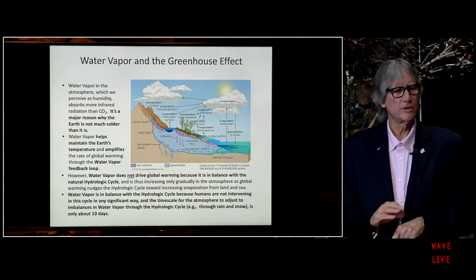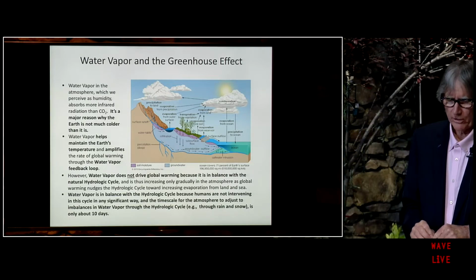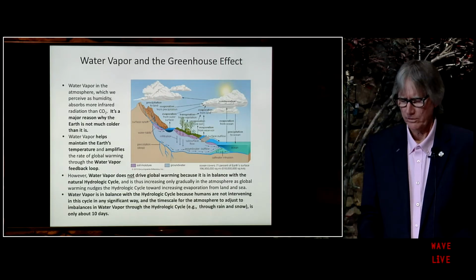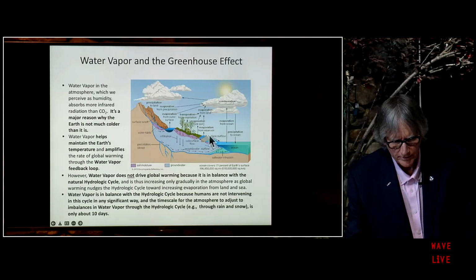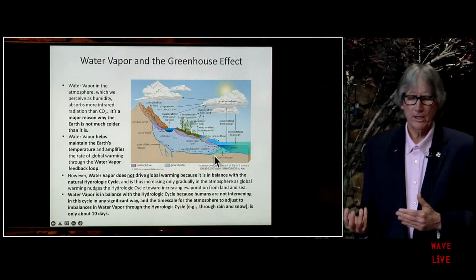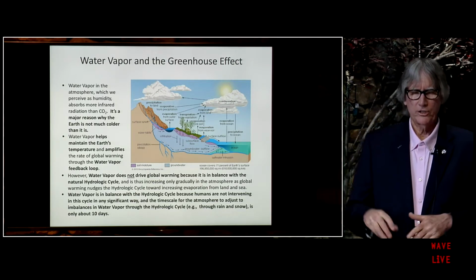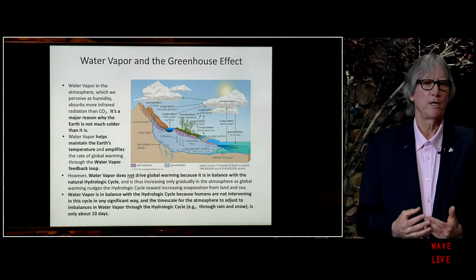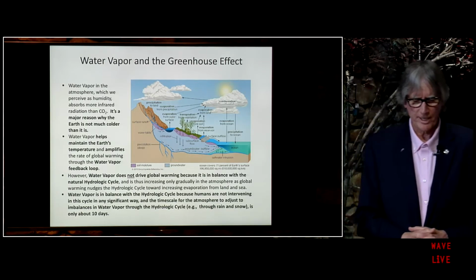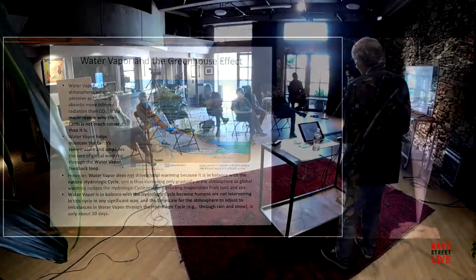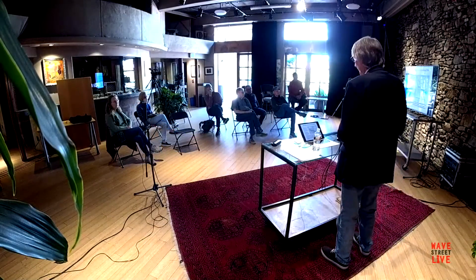However, water vapor does not drive global warming because it is in balance with the natural hydrologic cycle, and this is a depiction of the natural hydrologic cycle here. Water vapor is in balance with the natural hydrologic cycle for two reasons. First, humans are not intervening in this cycle in a significant way. We aren't putting huge amounts of water vapor into the atmosphere the way we're doing it with the other greenhouse gases. But also, the time scale for the atmosphere to adjust to imbalances in water vapor is very short. If we did put a huge amount of water vapor in the atmosphere, well, it would rain out and snow out in about 10 days. That's sort of the lifetime of water vapor in the atmosphere.